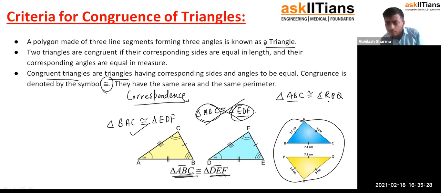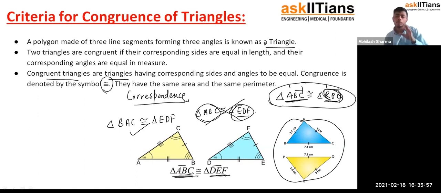The reason is AB is equal to RP. Both of them are 3.5 centimeters. BC is equal to PQ. So let's see, BC equal to PQ is also true. And of course, CA is equal to QR, both are 5 centimeters. So indeed, I have written the correct congruence. I could not have written PQR here. I could not have written QRP or QPR. Only RPQ can come here if ABC has come here. So correspondence is very, very important to take care of.